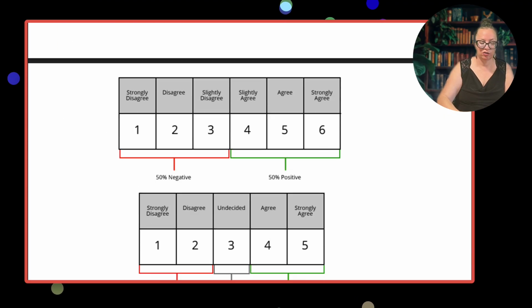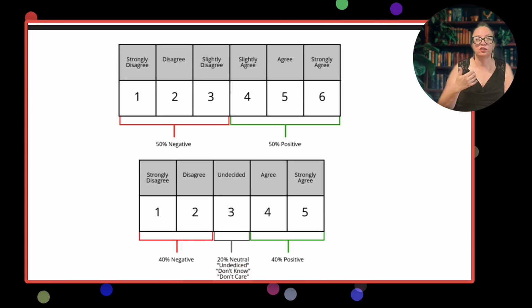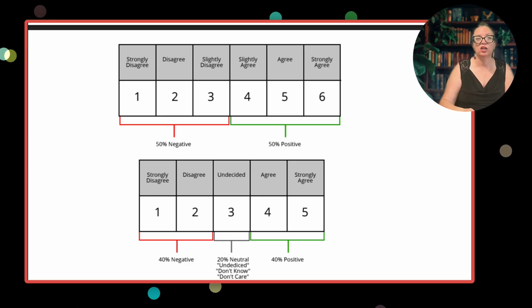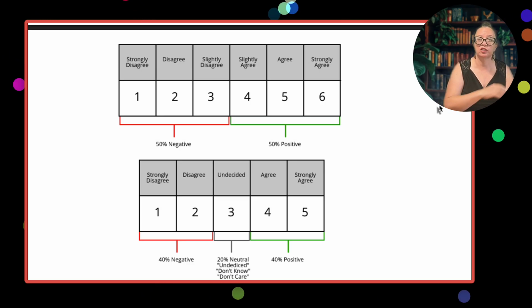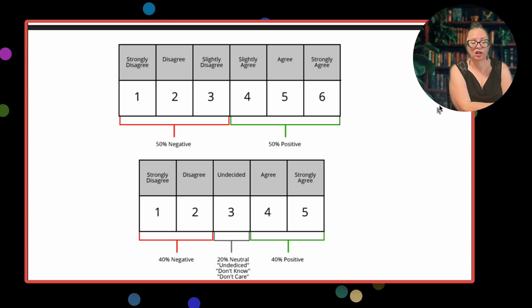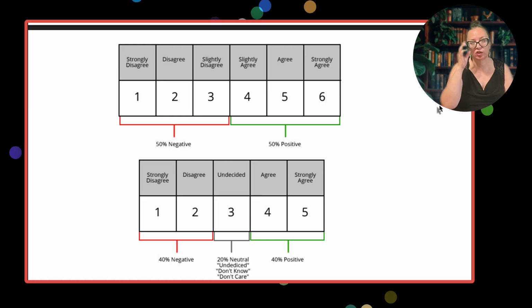So considering this, we've talked a lot about scales and different types of measurements. Here are two scales that are very similar, but with one very notable difference. The notable difference here is up top, we do not have a neutral or middle option. And our second scale here, we do have a neutral or undecided or an I don't care or an I don't know option.